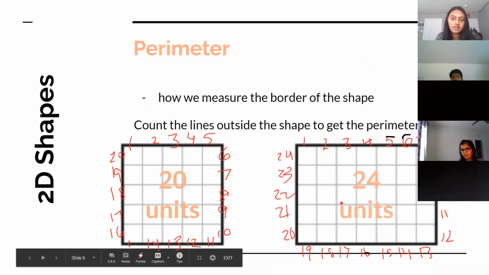And we're going to do units. 24. So 24 units. Yep.